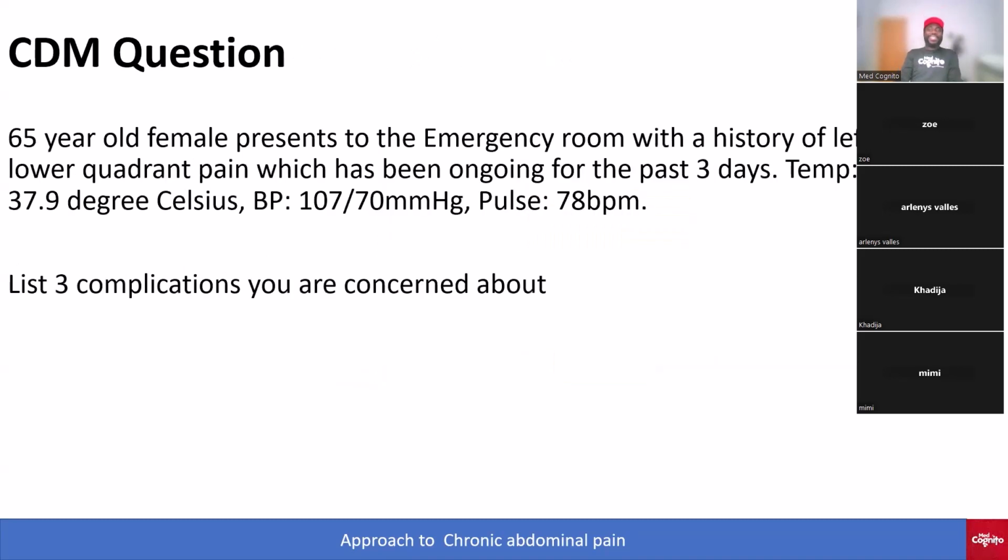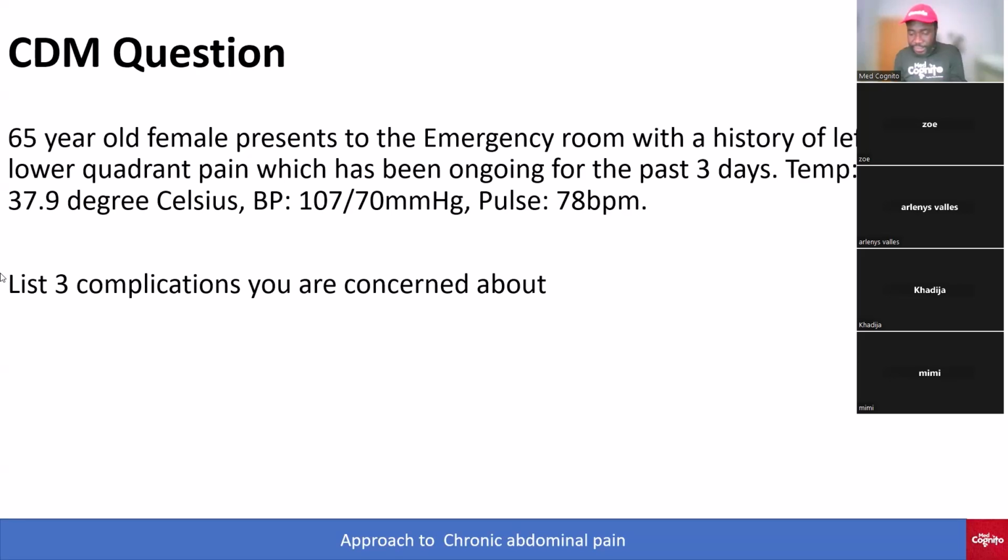Okay. So I need someone to read this case for us. A 65-year-old female presents to the emergency room with a history of left lower quadrant pain, which has been ongoing for the past 3 days. Temperature is 37.9 degrees Celsius, BP 107/70 millimeters mercury, pulse is 78 beats per minute. List 3 complications you are concerned about. Okay, please now type your answers. So this is a CDM case. Please type your answers. Let's go.